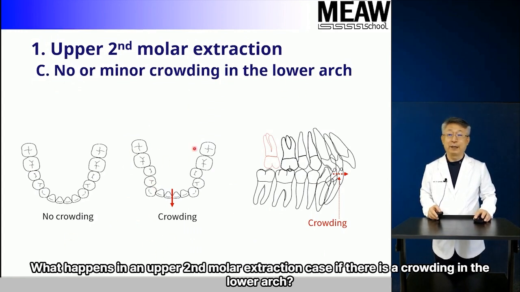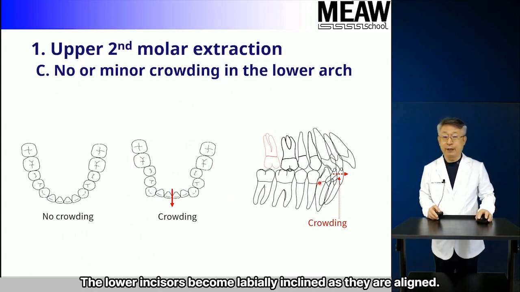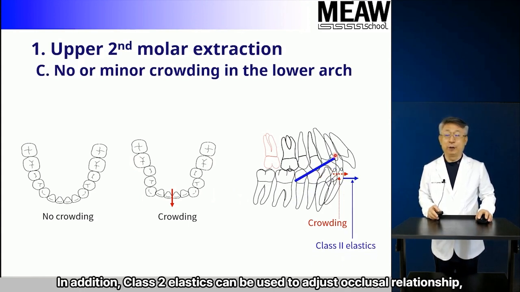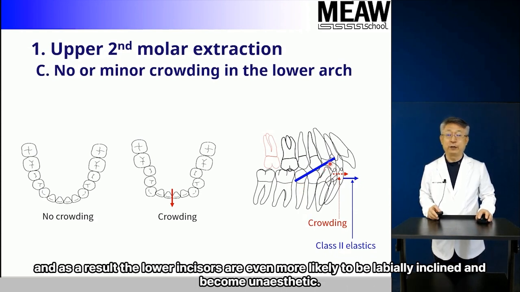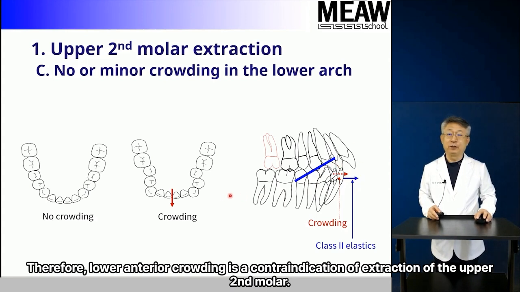What happens in an upper second molar extraction case if there is a crowding in the lower arch? The lower incisors become labially inclined as they are aligned. In addition, Class II elastics can be used to adjust occlusal relationship. And as a result, the lower incisors are even more likely to be labially inclined and become unaesthetic. Therefore, lower anterior crowding is a contraindication of extraction of the upper second molar.